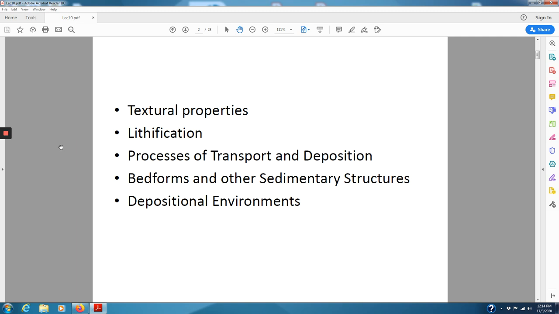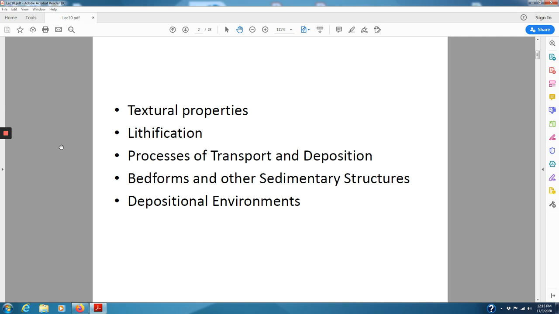So, just a recap, just to remind us all what we've been learning for the past few weeks. We've looked at the basic terminology and language to describe the character of clastic sediments and sedimentary rocks, that is in terms of textural properties, things like grain size, roundness, sorting, and so on. We've also discussed a little bit about the process of lithification, going from sediments to sedimentary rocks, how they form, things that control the process of lithification, and how lithification and diagenesis affect things like permeability and porosity.